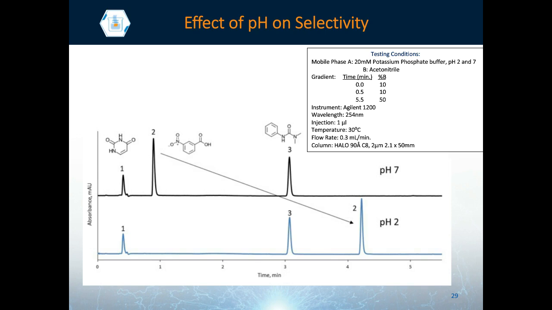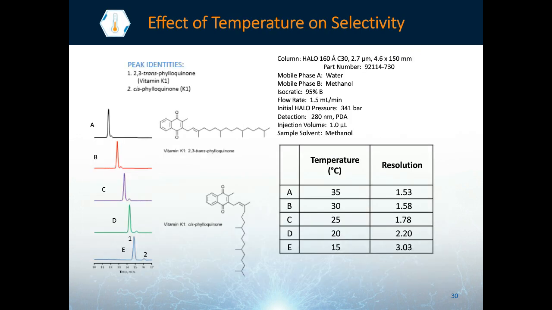And then finally, the effect of temperature on selectivity. Here, what we're showing is the separation of vitamin K1 in both its trans and cis forms. I have the trans form structure on the top, and the cis form structure on the bottom. This is using a Halo C30 column at different temperatures, and what you can see is peak 1, which is the trans form of vitamin K1, which is biologically active, becomes more resolved from peak 2 as you go to lower temperatures.